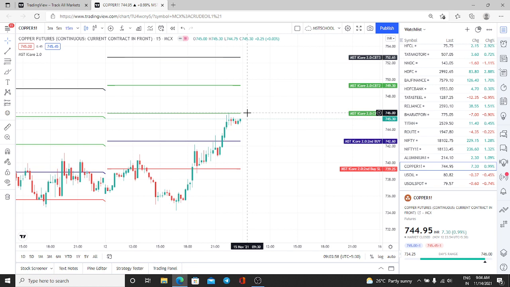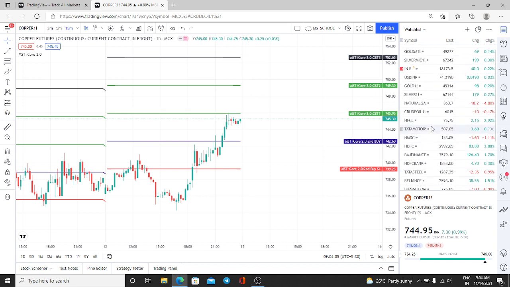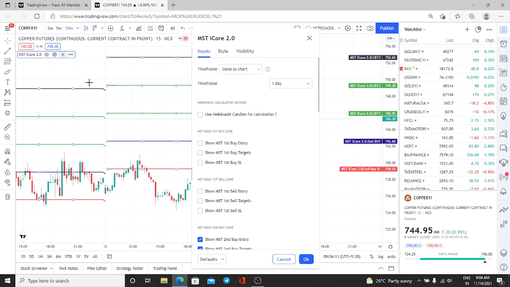This is the same thing you have to follow for all the scripts. So hope it is clear. It is very simple to use. In the morning itself, you will know where the market will reverse.